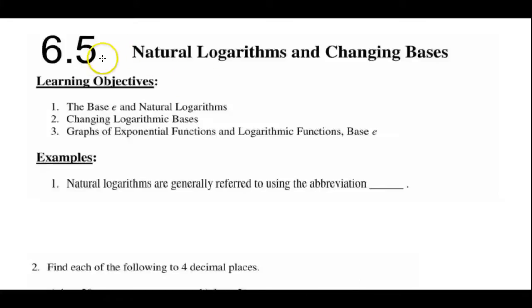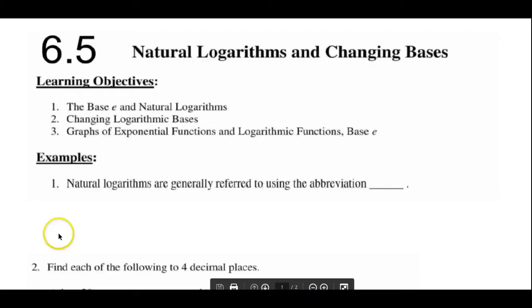In Section 5 of Module 6, we're going to go over natural logarithms and changing bases. So we'll look at what is a natural log, which is base e, and for some of you at least, I'm sure this is unfamiliar. Then we'll go to a changing base formula, and then we'll do some graphing of base e.